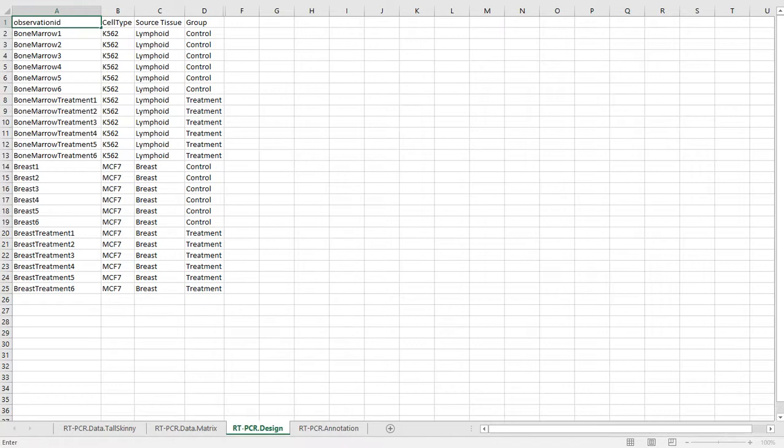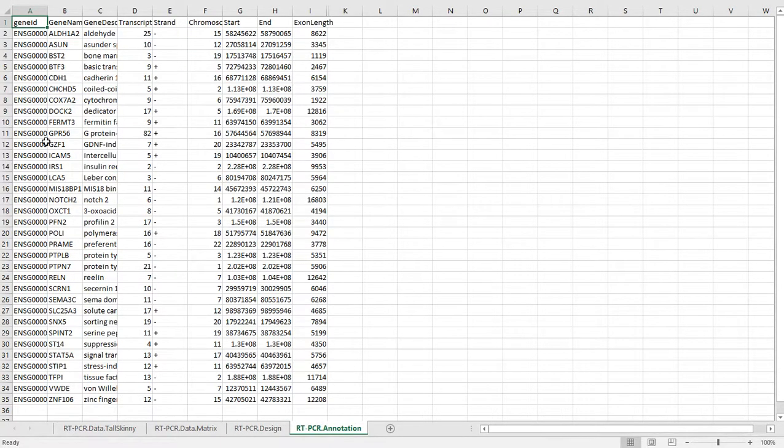To ensure compatibility between RT-PCR experiments and integration with other data such as RNA-seq or microarrays, a common nomenclature of assays such as sample IDs and gene IDs, such as Ensembl IDs, should be used.